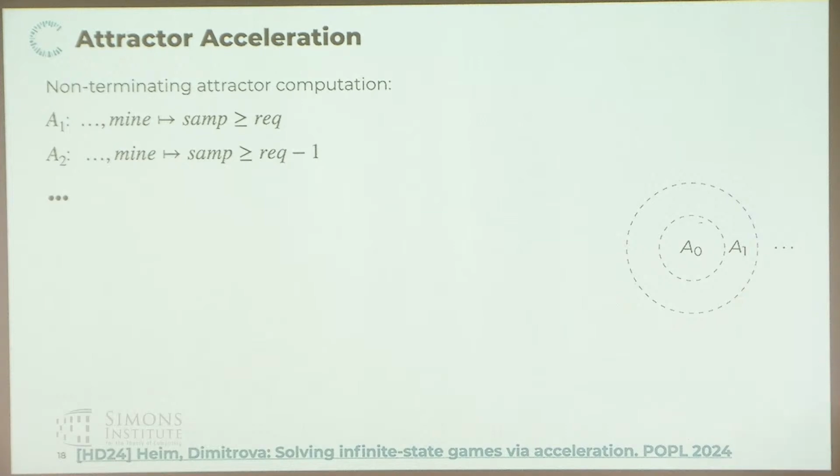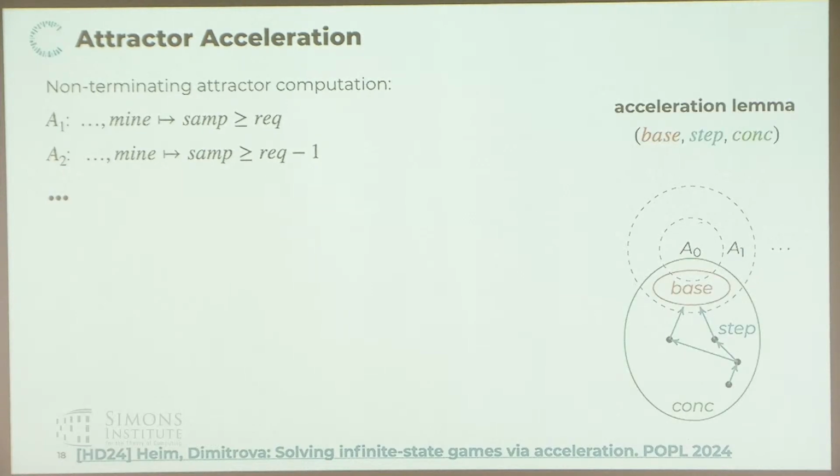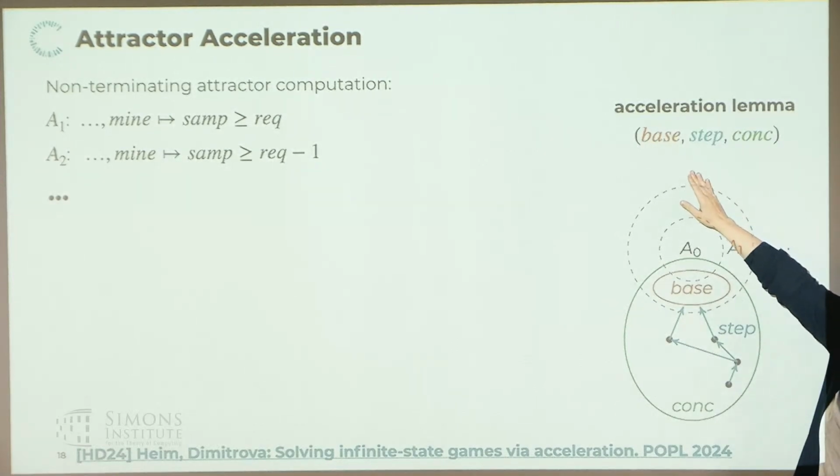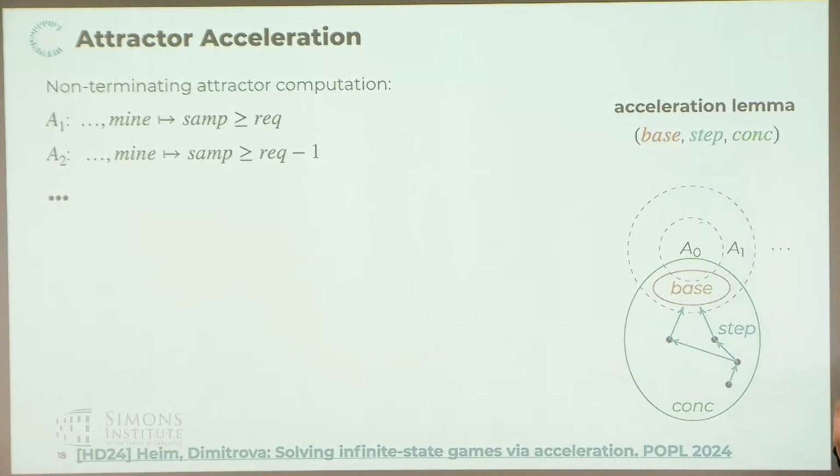We proposed a technique called attractor acceleration, where the goal is to accelerate this iterative computation by extending the attractor at a single step with an infinite set of states. The key ingredient here is a notion we call the acceleration lemma. So this has 3 components, which are formulas. So base and conclusion describe sets of states, and step describes a step relation. And such a triple is an acceleration lemma.